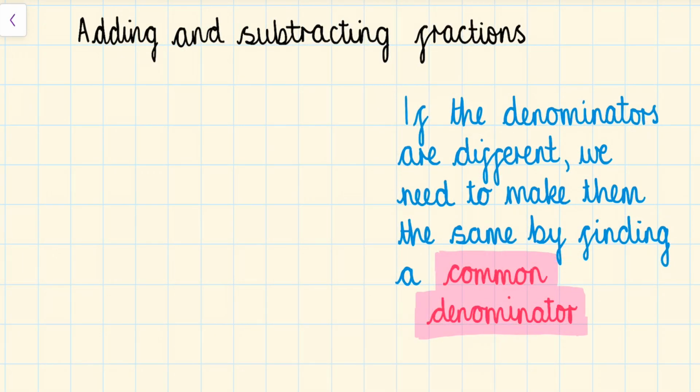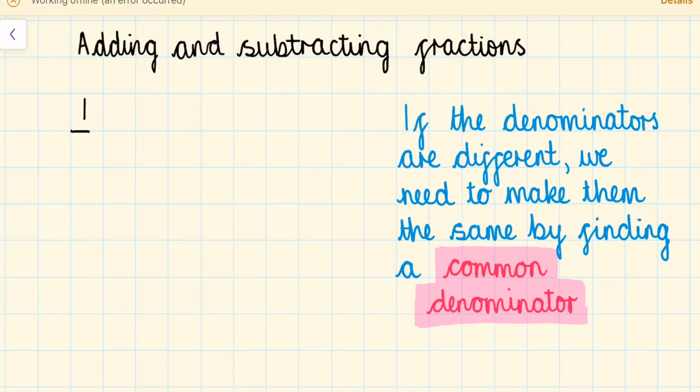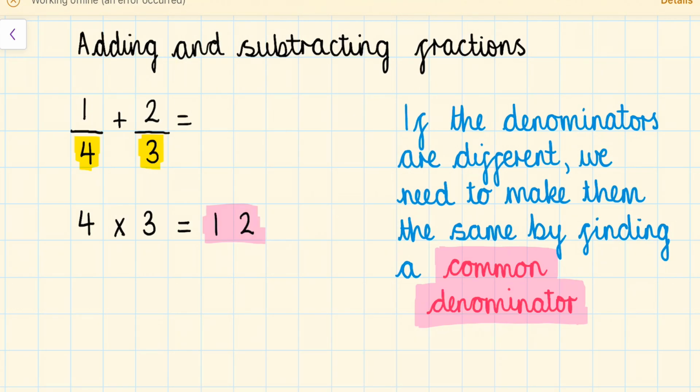If the denominators are different, then we need to find a common denominator, which means that we're making the denominators the same so that we can add or subtract them. So for example, in this one we've got 1/4 and we're going to add it to 2/3. The 4 and the 3 are what we call the denominators, the bottom part of the fraction. Now the easiest way to find a common denominator is to multiply the two denominators together. So in this case, 4 times 3 will give us 12. That is our common denominator.